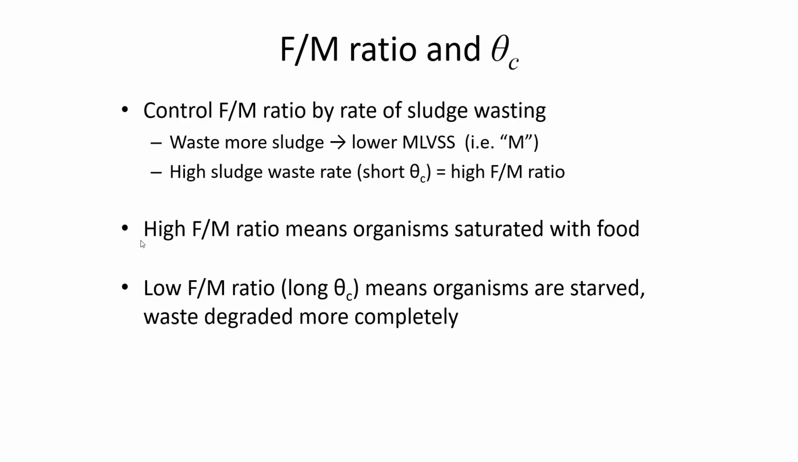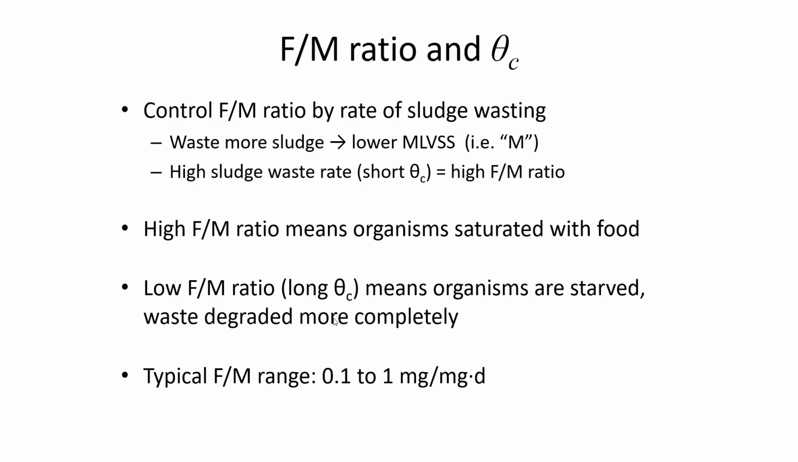One of the advantages of having a relatively low F to M ratio is that it means that the microorganisms are more starved, and there can be more biological variety in the types of microorganisms that are there. You can have some predators that are breaking down simpler producer type microorganisms, and the waste is degraded more completely. You'll have less sludge volume if you have a low F to M ratio.